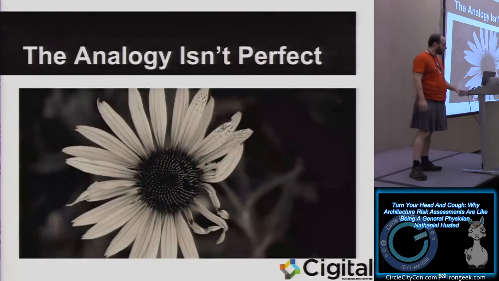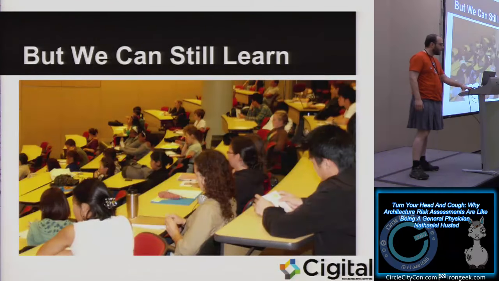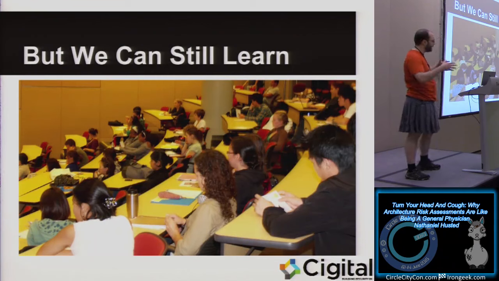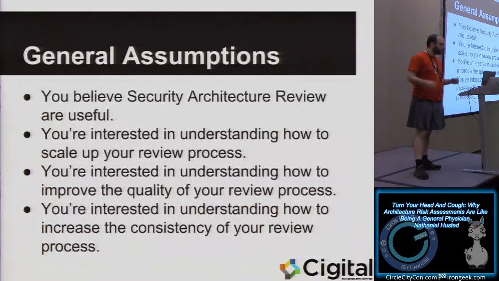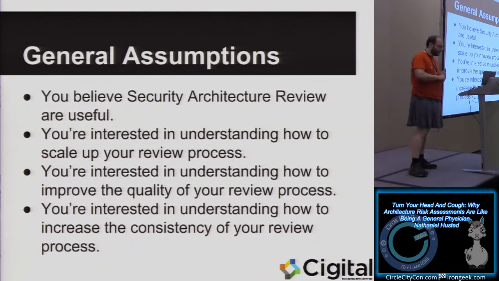I want to preface this with a little caveat. This analogy isn't perfect. Like all analogies, you can't argue them perfectly. So first I'm going to discuss where this analogy fits, then where it doesn't fit, and also where we can still learn from it. Let's go into a few general assumptions. First, I'm assuming that you, as the audience, are interested in this talk and believe security architecture reviews are useful. Second, I'm assuming that you're interested in understanding how to scale up this review process.